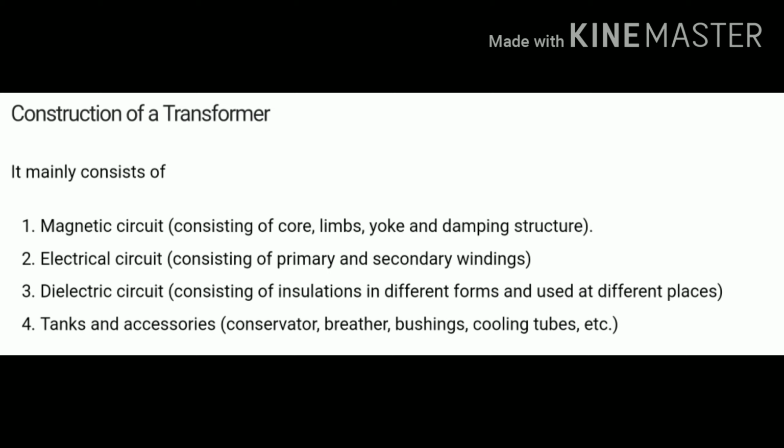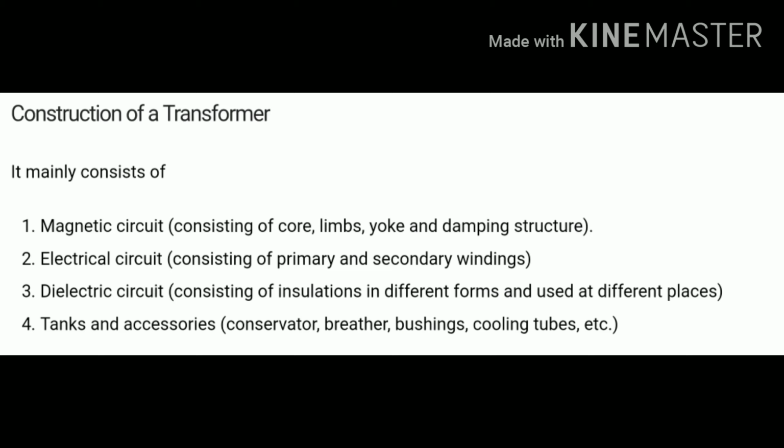Construction of a transformer. The magnetic circuit consists of core, limbs, yokes and clamping structure. The electrical circuit consists of primary and secondary winding. The dielectric circuit consists of insulation in different forms used at different places. Conservator tank, breather, bases and cooling tubes are also present. In the magnetic circuit, the transformer coils are linked to each other with the help of flux. That means the magnetic circuit is a magnetic linkage. And the clamping structure means the structure of the transformer.